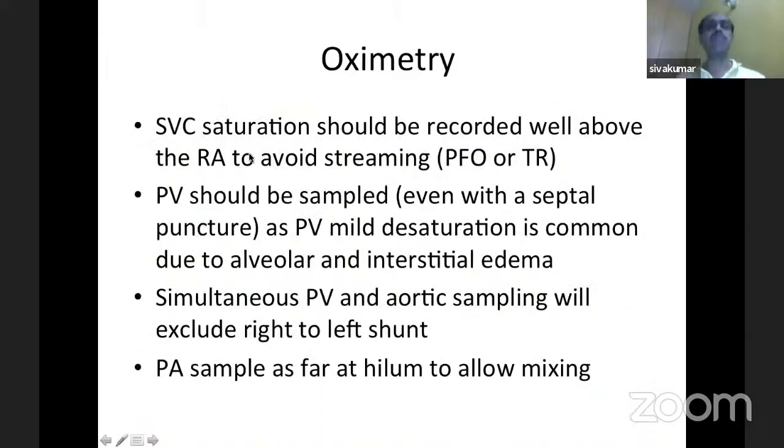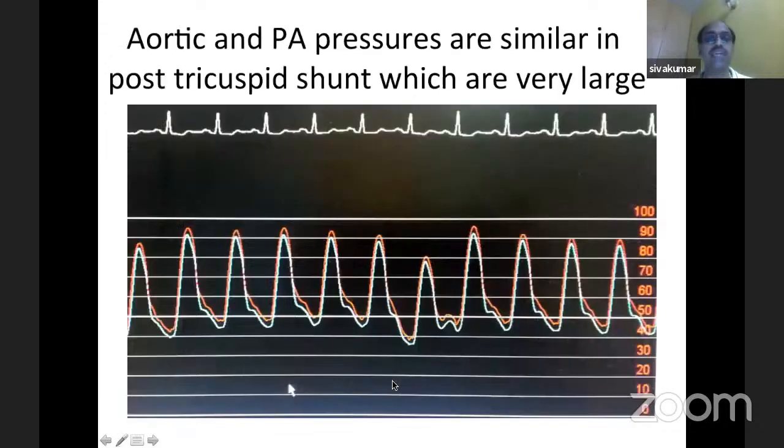For oximetry in VSDs and PDAs, SVC saturation should be recorded well above the right atrium to avoid streaming caused by PFO or tricuspid regurgitation. Always try to take a PV sample, because only by taking a PV sample will you be able to differentiate a right to left shunt. Simultaneous PV and aortic sampling is the best way to assess right to left shunt. And the PA sample should be taken as far into the hilum as possible, especially in a PDA.